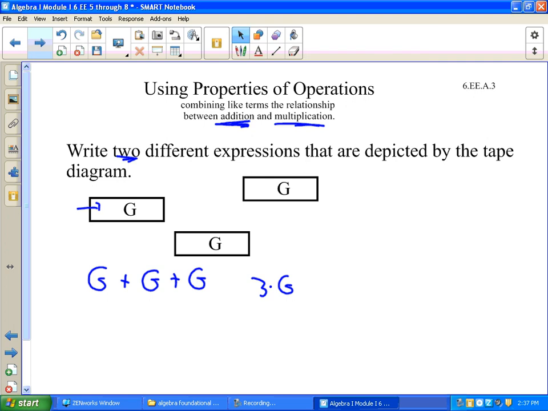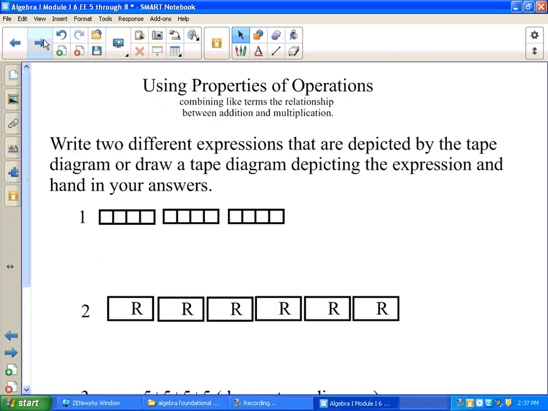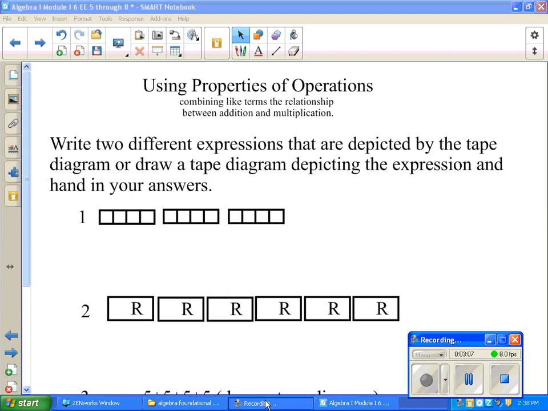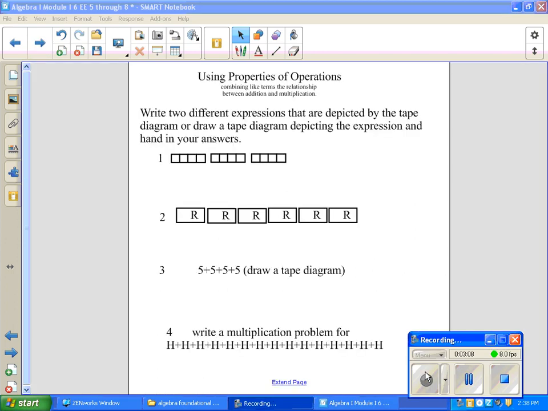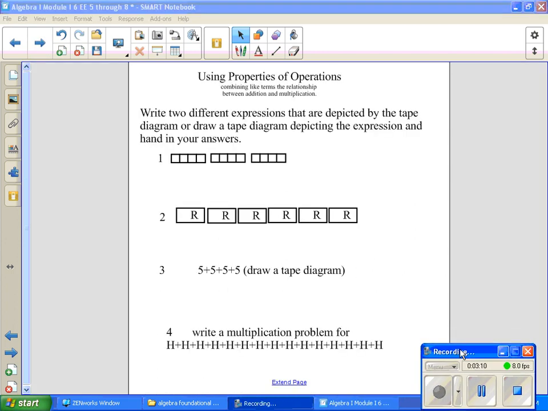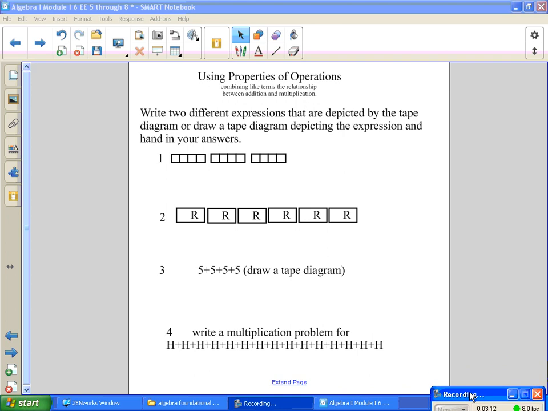If we're adding the same number over and over again, we can multiply it by how many times we're adding that number, or how many piles we have. So, write two different expressions that are depicted by the tape diagram, or draw a tape diagram depicting the expression, and then hand in your answer. Hang on a second. And that's what the full page looks like. Okay, so I expect you to copy this down and hand in your answers tomorrow.